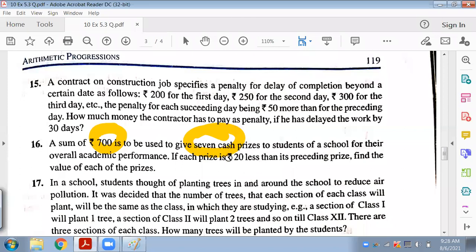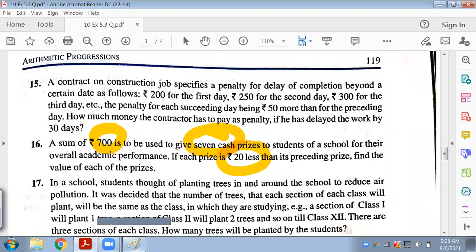So if the first prize is 100, then the second prize will be 20 less. That means it will be 80. Then the third prize will be again 20 less than the second prize, so it will be 60. And the fourth prize will be how much? 20 less again, so it will be 40, and so on. Now the total value that has been used for giving the prizes is 700.